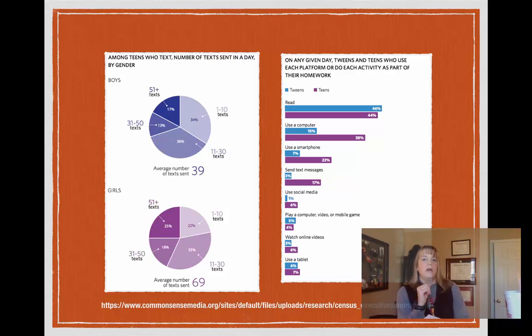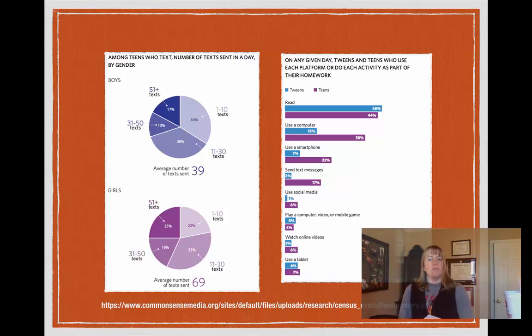Among teens who text, look at the number of texts sent in a day. By boys, the largest portion are sending 11 to 30 texts. The average is 39. When we look at girls, 69 texts are sent in a day. The biggest portion there, again, is that 11 to 30 texts a day. But the average is 69. Isn't that incredible?